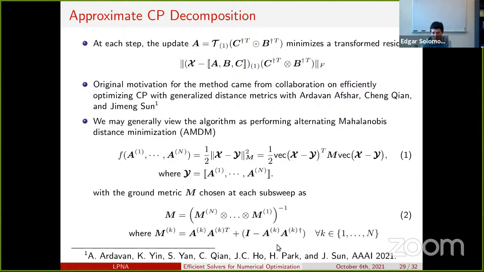So somehow this regularization makes the terms in the residual associated with different rank 1 components more equal in the way they contribute to the loss function.